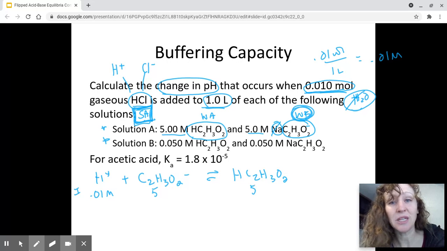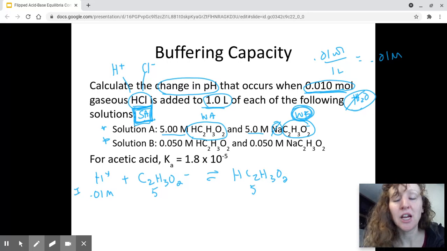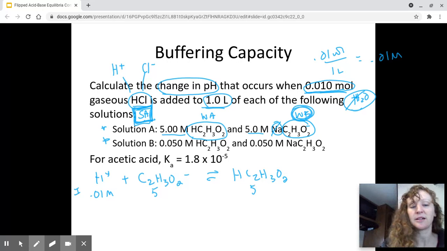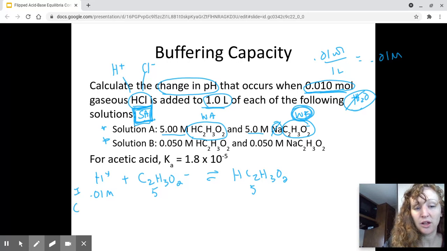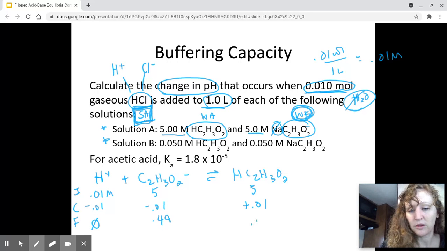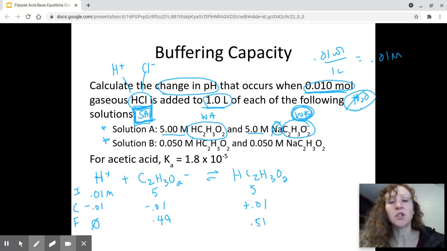No, I cannot, because I don't just have weak acid and conjugate base present. I have something else. I have hydrochloric acid. Because I have hydrochloric acid, it is going to drive this reaction to completion. Because it's a strong acid, I can't use Henderson-Hasselbalch. So my change is going to be all of my strong acid. Negative 0.01, negative 0.01, plus 0.01. I'm going to hit a final state here of 0.49, 0.51. Okay, so my strong acid has driven it to completion.